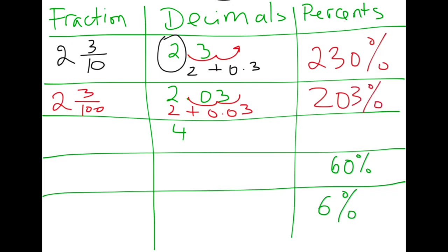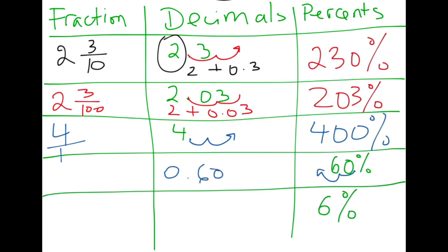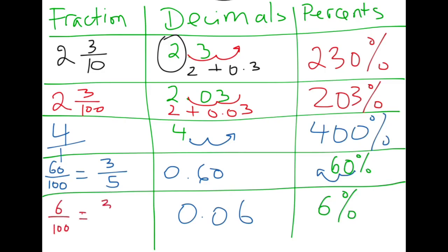Okay, so how about 4? The decimal point is here. Every whole number has a decimal point at the end. So now if I move it 2 places to the right, it becomes 400%, and then 4 over 1. How about 60% as a decimal? Move the decimal point, which is at the end, 2 places to the left, I will get 0.60 or 0.6, which means 60 over 100. Again, I'm going to simplify, divide by 20, I will end up with 3 over 5. How about 6%? 6% is 0.06. Fraction, that would be 6 over 100, 3 over 50.